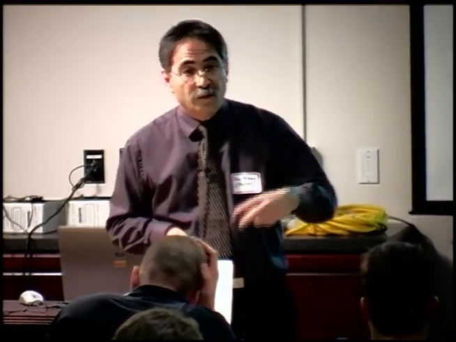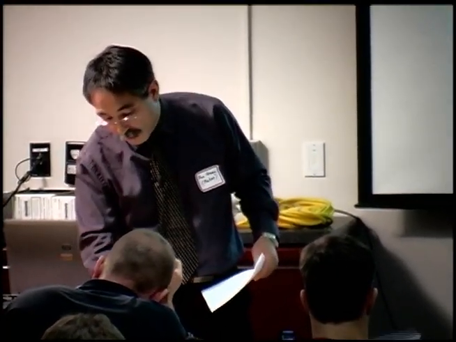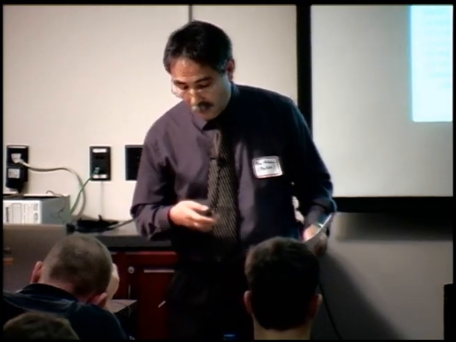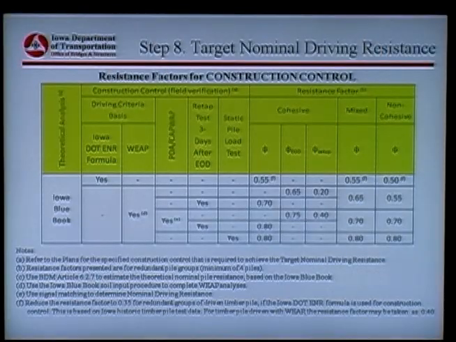Then on page 142 we come to the flip side, how to set these targets for construction control. We don't want to get these 2 tables mixed up. The key to pay attention to is this construction control right here. Now we have the Iowa Blue Book here. We have the WEEP, which is one of these 4 rows. We went through this before. We're not doing PDA, not doing mandatory retaps, not doing a mandatory static pile load test. So it defaults to this row right here.